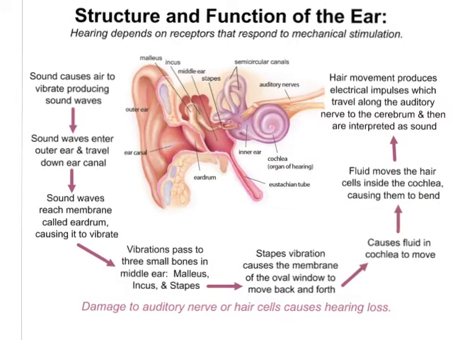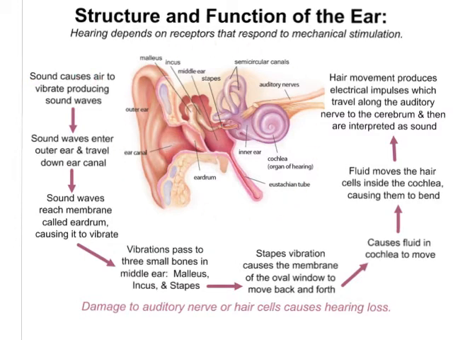All right, now let's look at the structure and function of the ear. You know that hearing depends on receptors that respond to mechanical stimulation. So when we're talking about sight, our bodies are responding to light stimulation. And when we're talking about hearing and sound, the body's responding to mechanical stimulation. So we're going to follow the path of hearing, and here is a diagram that we'll be referring to in that.